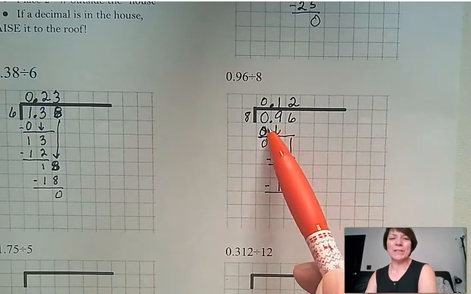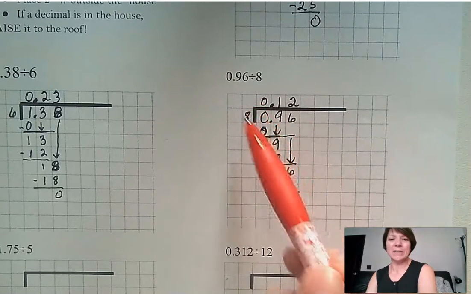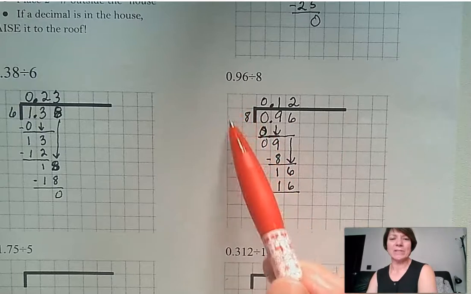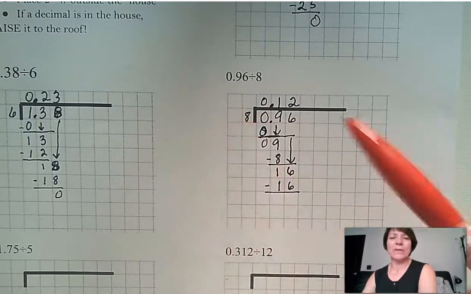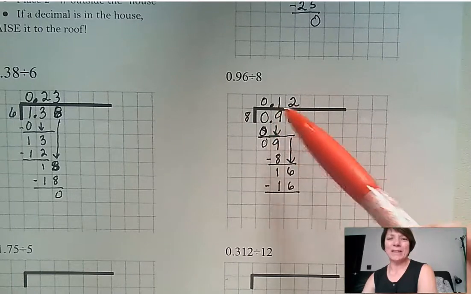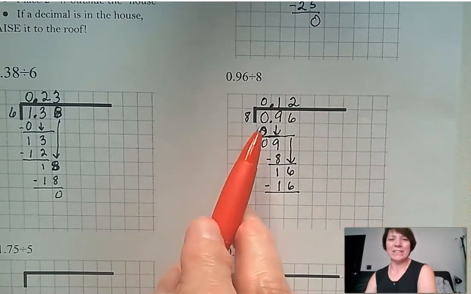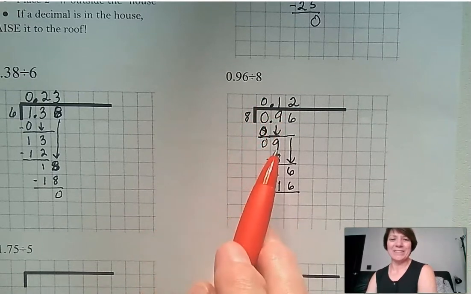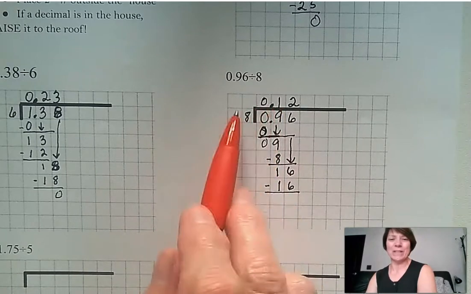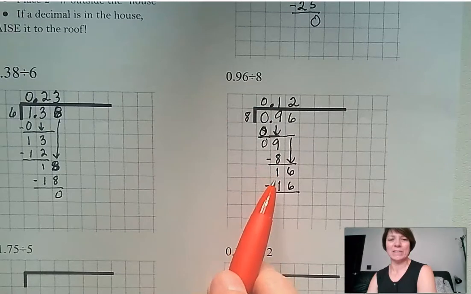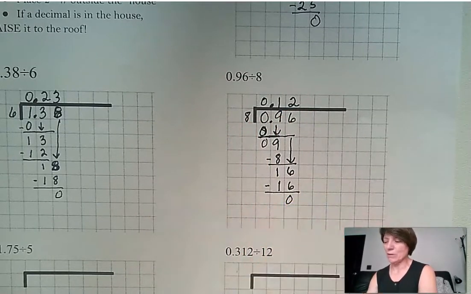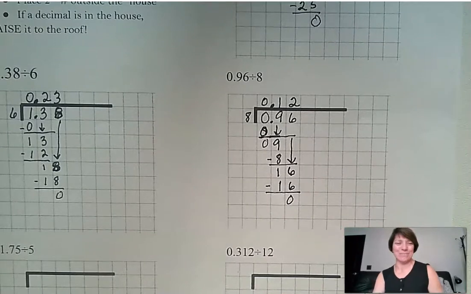Our next problem here, we're putting our 96/100ths in the house. That's the number we're dividing into. That's the dividend. We took our 8 outside the house. That's our divisor. That's the number we're dividing by. We're going to raise that decimal to the roof, and then we're going to forget about it and divide. So 8 divides into 0, 0 times. 0 times 8 is 0. 0 minus 0 is 0. Bring down. 8 divides into 9 once. 1 times 8 is 8. Subtract. 9 minus 8 is 1. Bring down. 8 divides into 16 2 times. 8 times 2 is 16. Subtract. Our answer is 0. And so we know we're done. And our answer is 12/100ths.